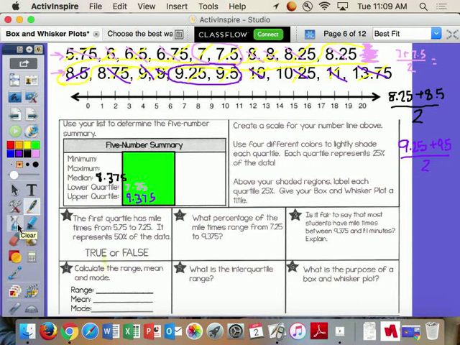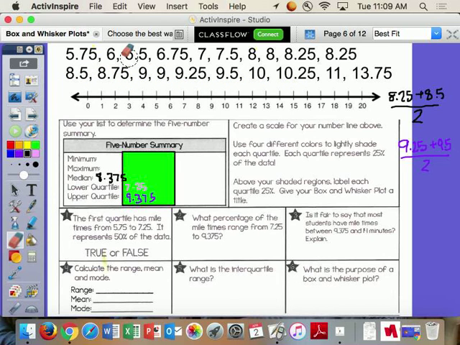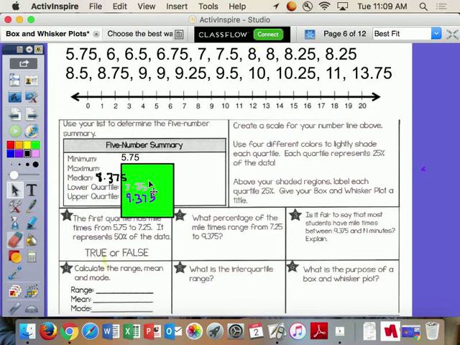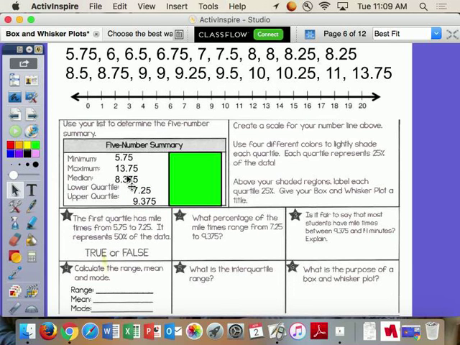You ready? All we are going to do, and I should have done this first, and that's completely my fault, is look at this data. When it is ordered from smallest to biggest, it says minimum and maximum. Minimum, smallest, would be 5 1/4. Maximum, biggest, 13.75. Okay? So that is called my 5-number summary.